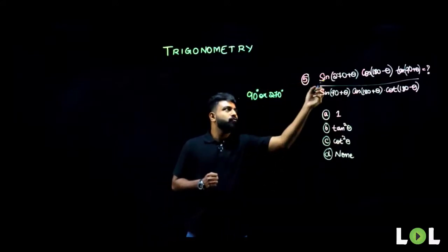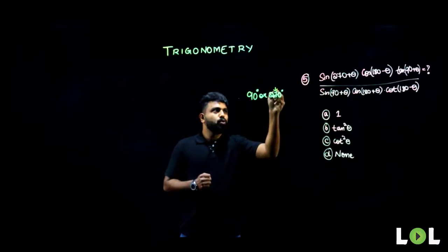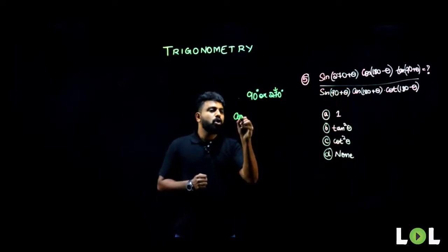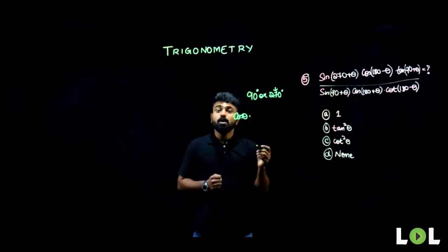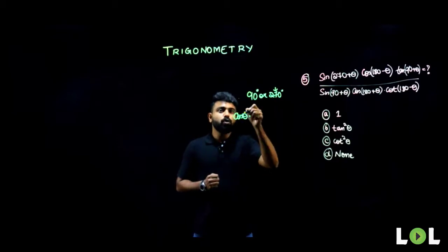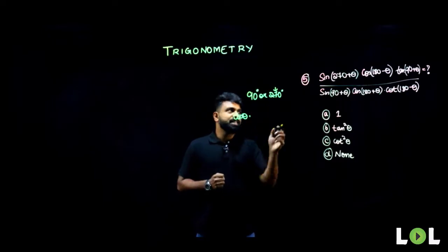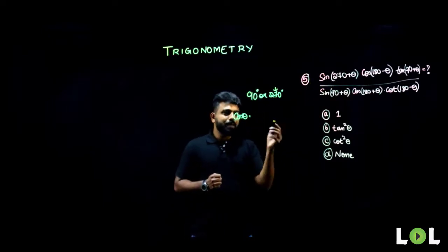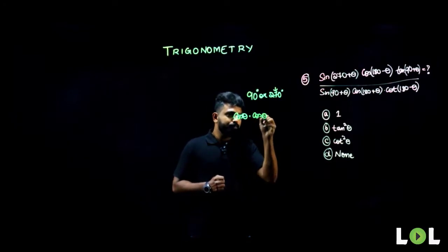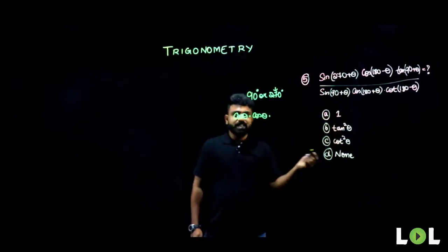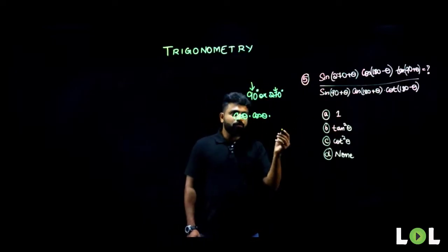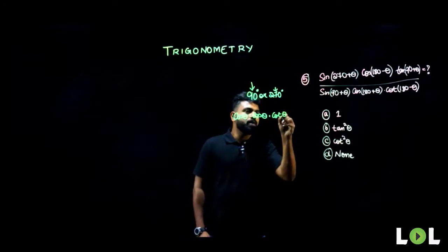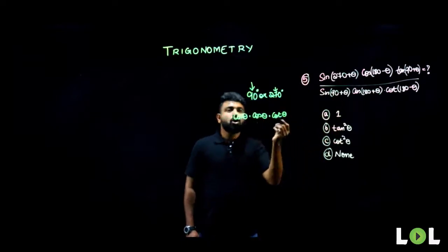What do we have? Sine of 270 plus theta, it is revolving around 270, so it will be cos theta into cos of 180 minus theta. Whenever the trigonometric ratios are going around 180 degrees and 360 degrees, the values do not change. They remain unchanged. So cos of 180 minus theta will be cos theta only, into tan of 90 plus theta. Once again, they are revolving around 90 degrees, so the value of tan changes to cot theta. Tan of 90 plus theta will be nothing but cot theta here.